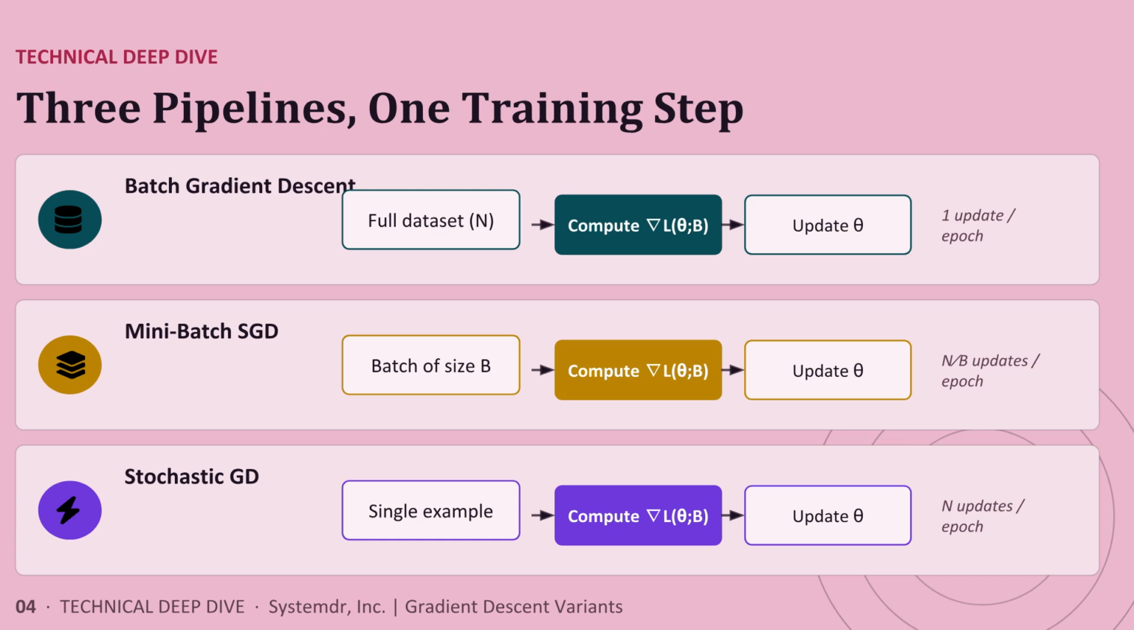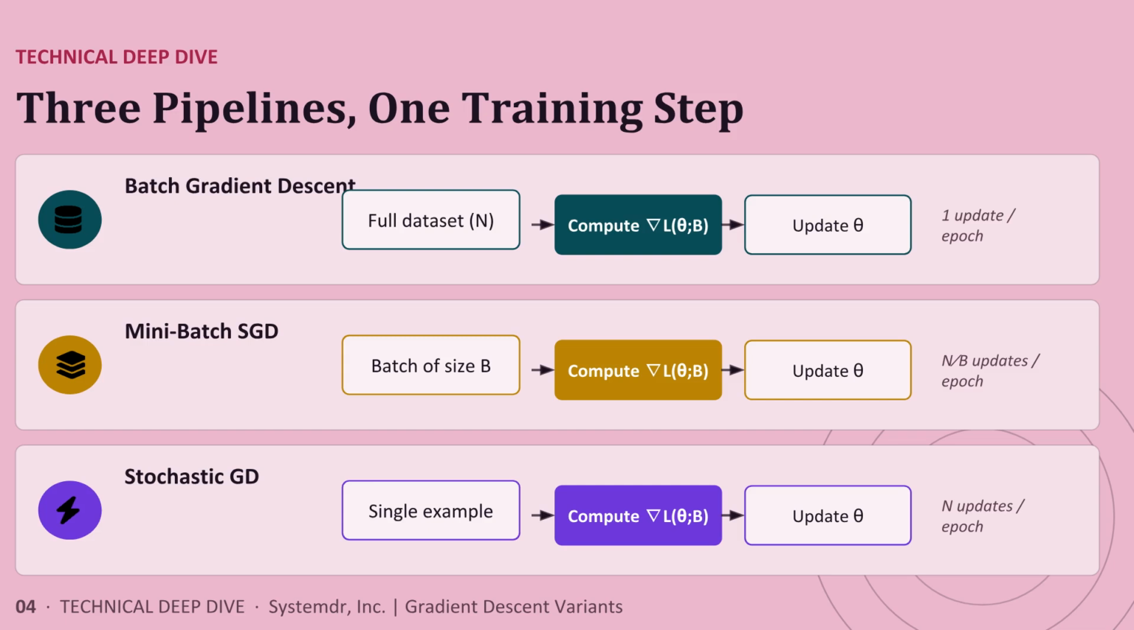Mini-batch SGD, in the middle, the source is a fixed size batch, B examples at a time, commonly anywhere from 32 up to several thousand, depending on your model and your hardware. That gives you n over B updates per epoch, and this is the shape almost every deep learning framework's default training loop assumes. Stochastic gradient descent, on the bottom, one example at a time, producing n updates per epoch, nearly free to compute individually, but each one is noisy.